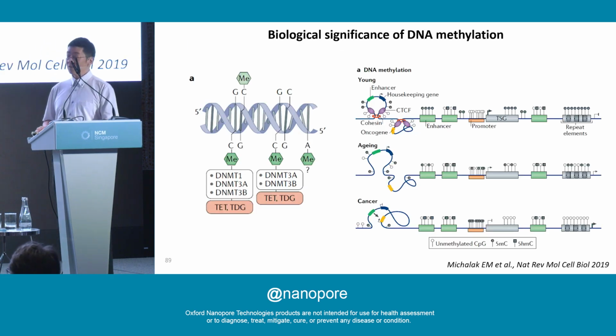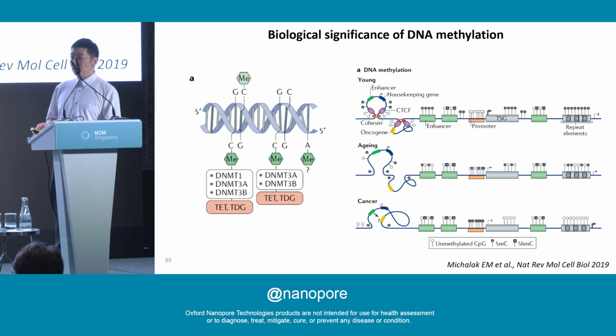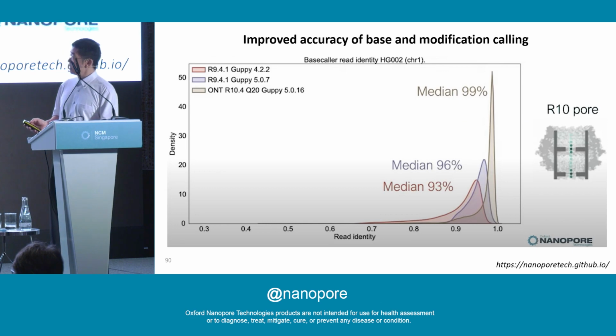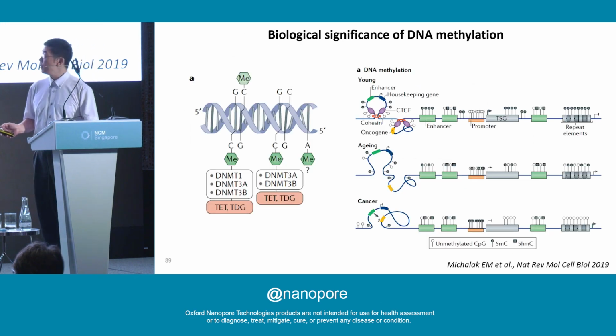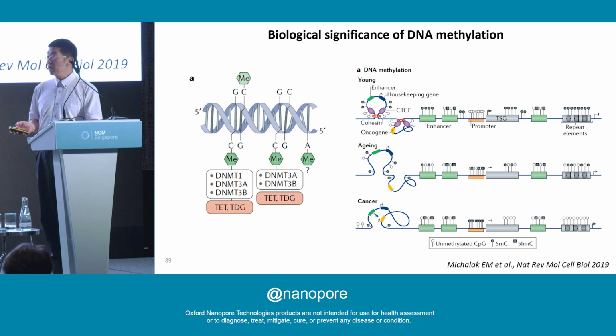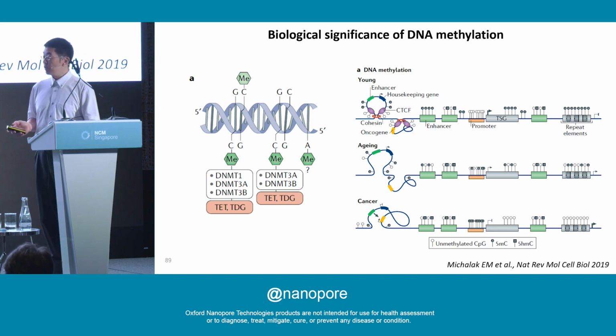As we all know, DNA modification is a crucial modification for epigenetic regulation in human cells. This modification is added by DNMT, DNA methyltransferase, and also erased during the DNA demethylation pathway by TET family proteins.